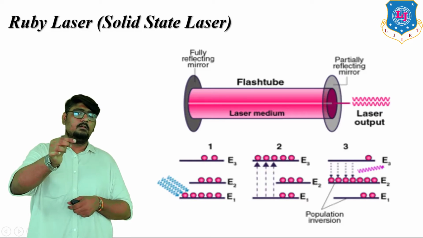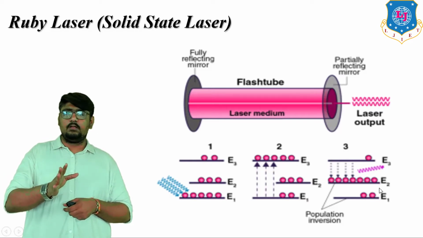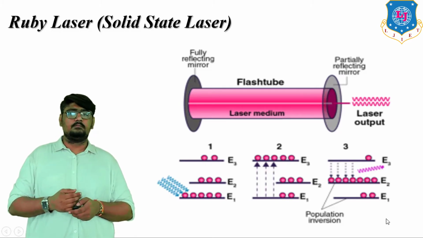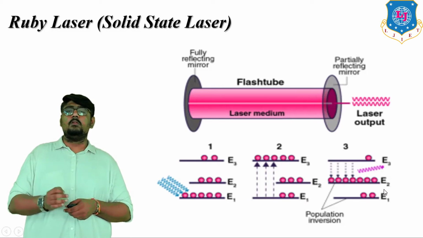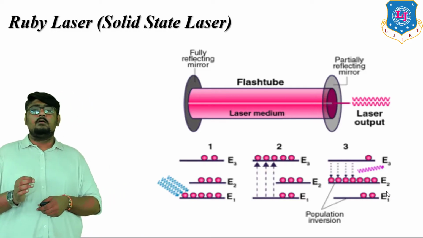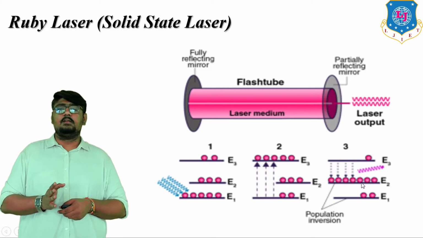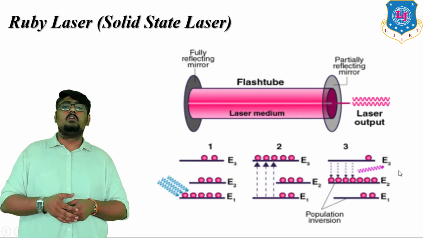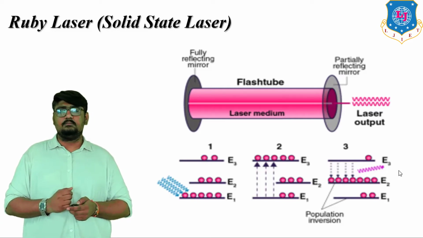Some atoms come from E3 to E1 again, and some go from E3 to E4. A very intense flash from the xenon tube produces a population inversion in this state, where the mean lifetime is a few milliseconds. The transition of atoms from E2 to E3 and E4 is non-radiative, and this energy is converted into vibrational energy of the atoms in the crystal.